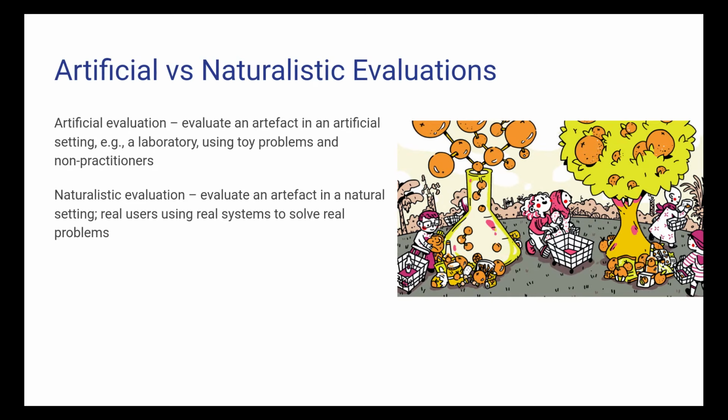Let's now look at the other dimension of evaluation strategies, that is artificial versus naturalistic evaluations. An artificial evaluation means that you evaluate an artifact in an artificial setting. So you as a researcher construct some specific setting in an artificial way. For example, inside a laboratory, you're using some simple toy problems, and the people that are engaged here are not real practitioners. Could be students, for example.